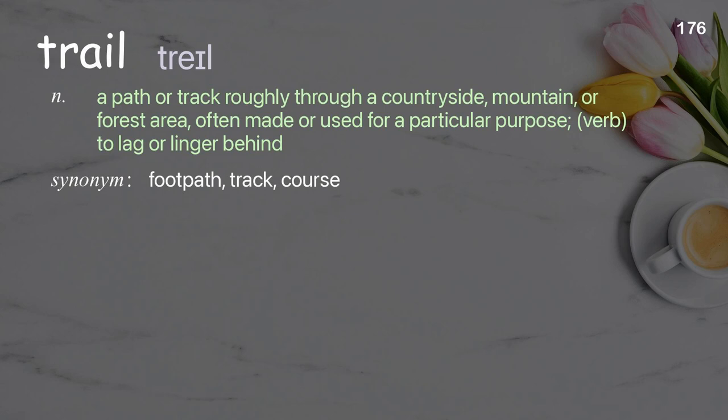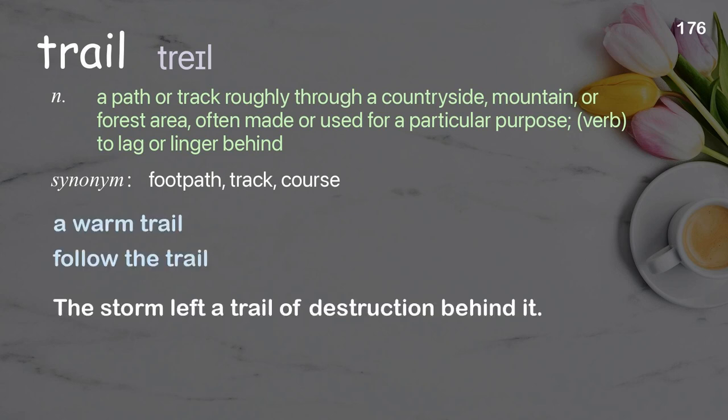Trail. A path or track roughly through a countryside, mountain, or forest area, often made or used for a particular purpose; verb, to lag or linger behind. Examples. A warm trail. Follow the trail. The storm left a trail of destruction behind it.